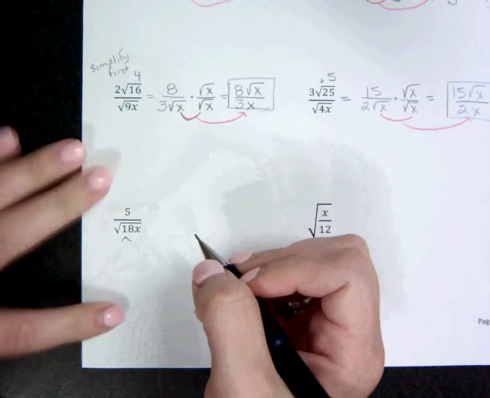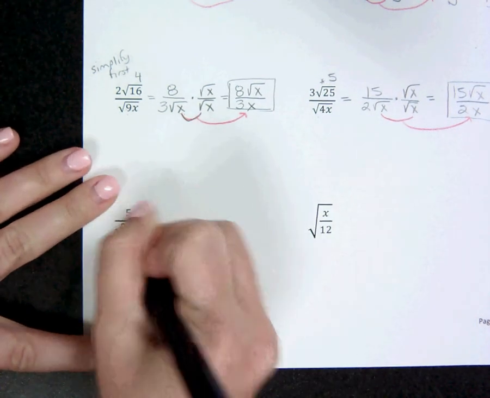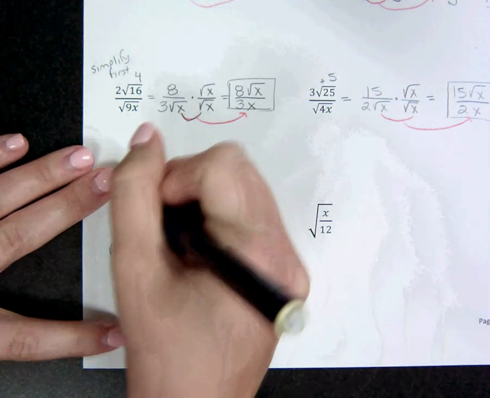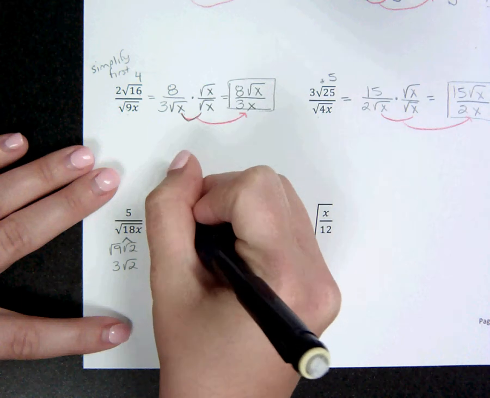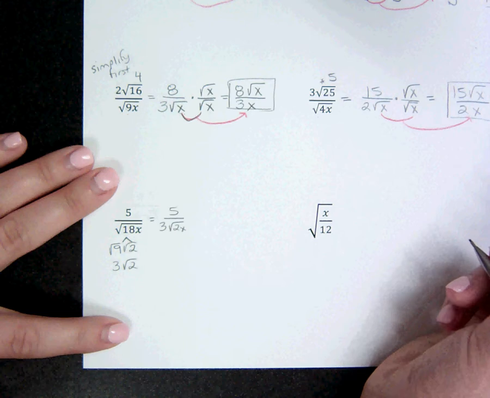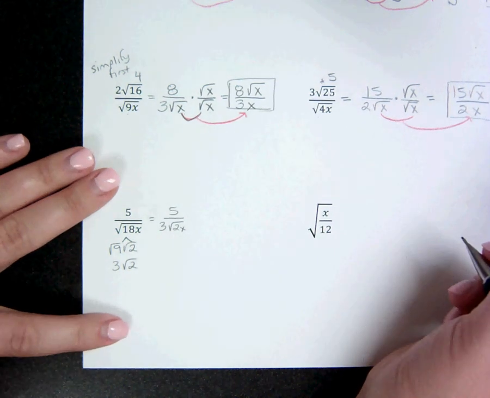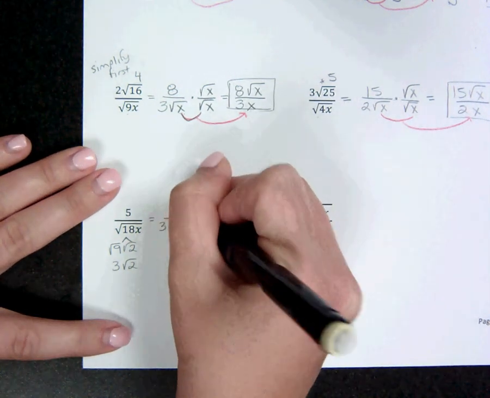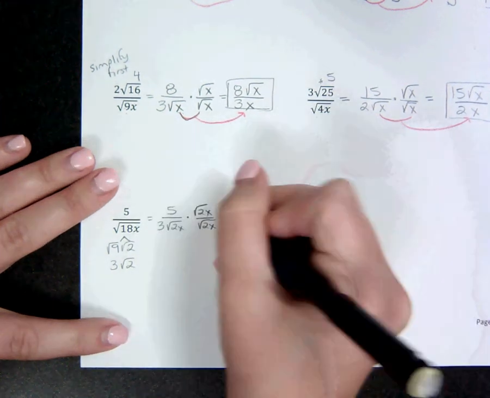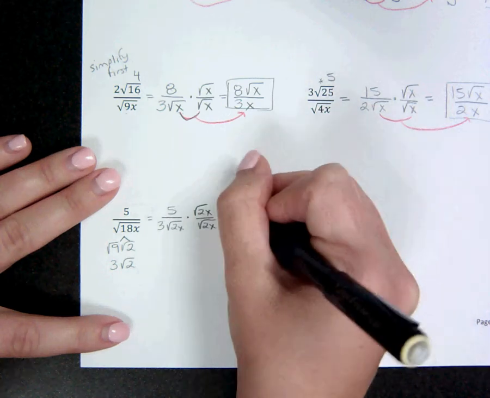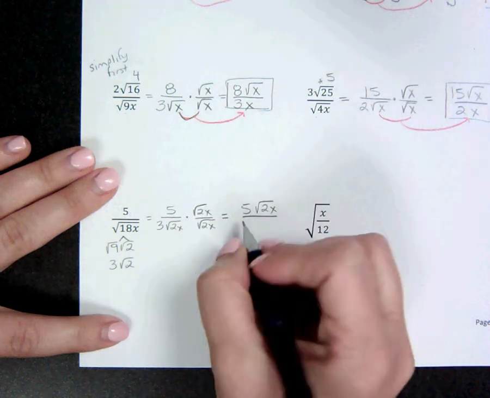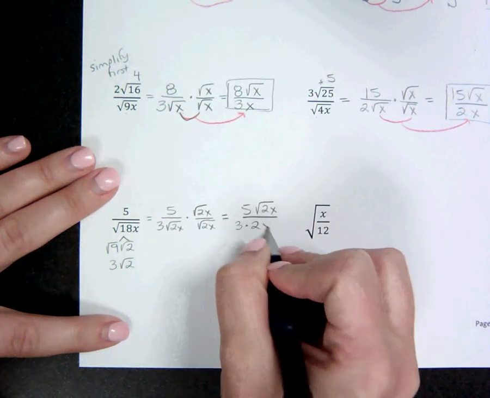Again, I'm going to try to simplify that radical first. I know that's 9 times 2, so that's 3 radical 2. So what I really have is 5 over 3 radical 2x. So I took that 3 out as a perfect square, which means I only need to multiply by radical 2x, top and bottom, to rationalize. For a final answer of 5 radical 2x over 3 times 2x.